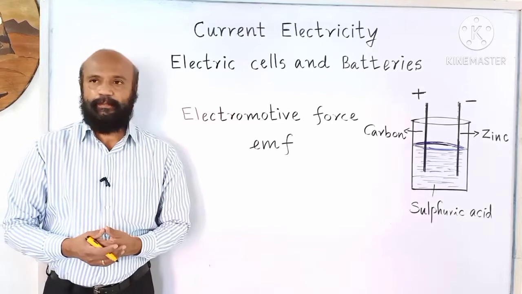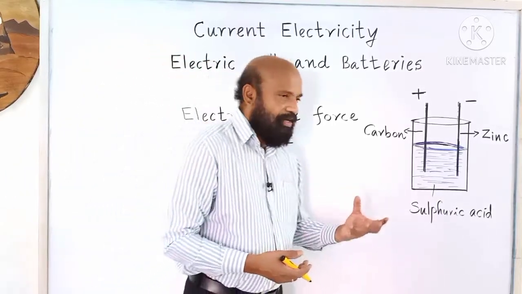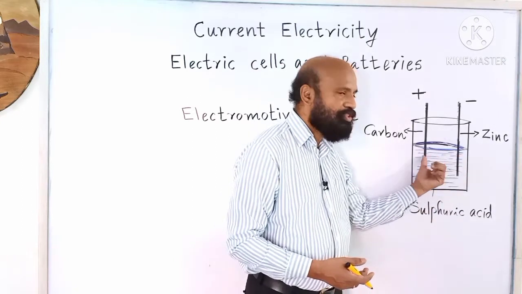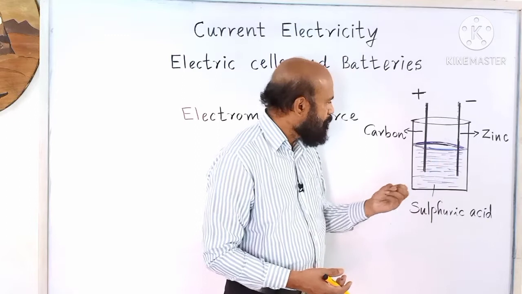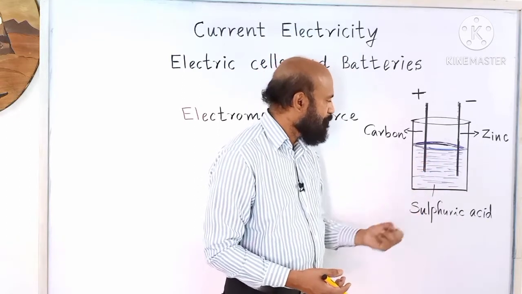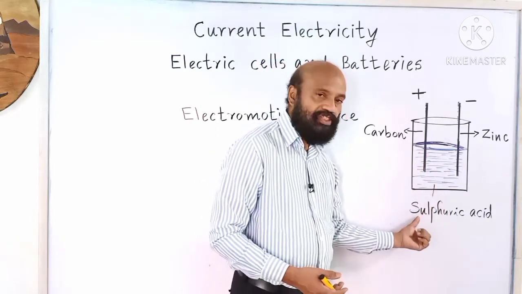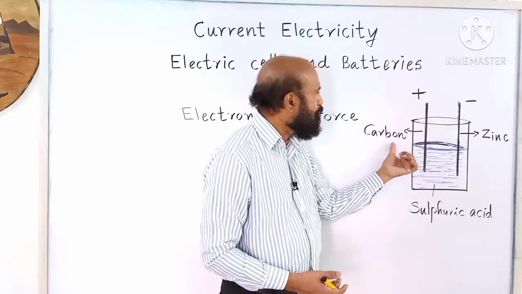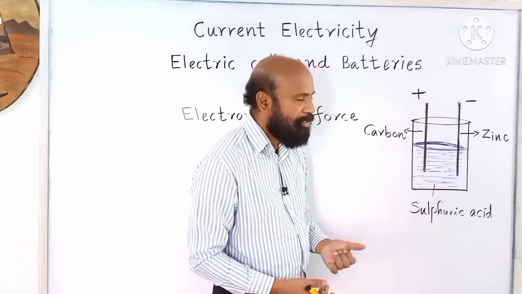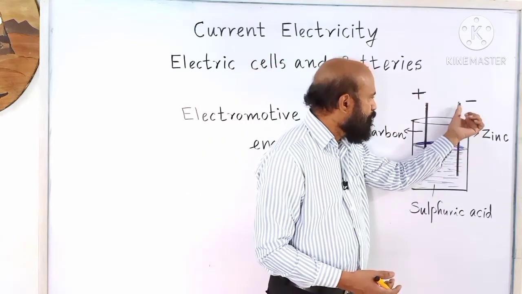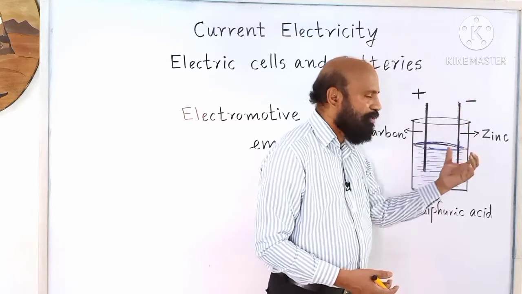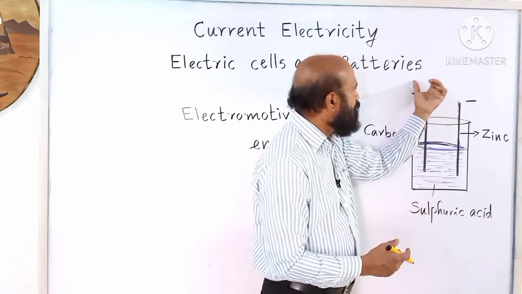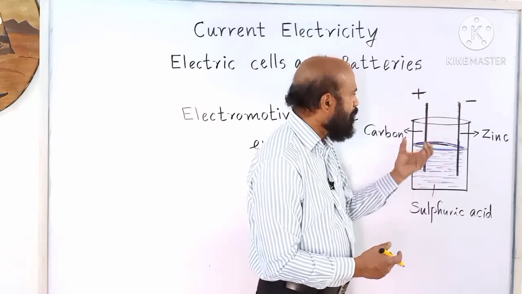Electric cells and batteries. In electric cells, there will be an electrolyte and two electrodes. So here there is a symbol for an electric cell. The electrolyte is sulfuric acid and the carbon electrode is acting as the positive terminal. The zinc electrode is acting as the negative terminal. If it is connected to an external circuit, there will be a current.